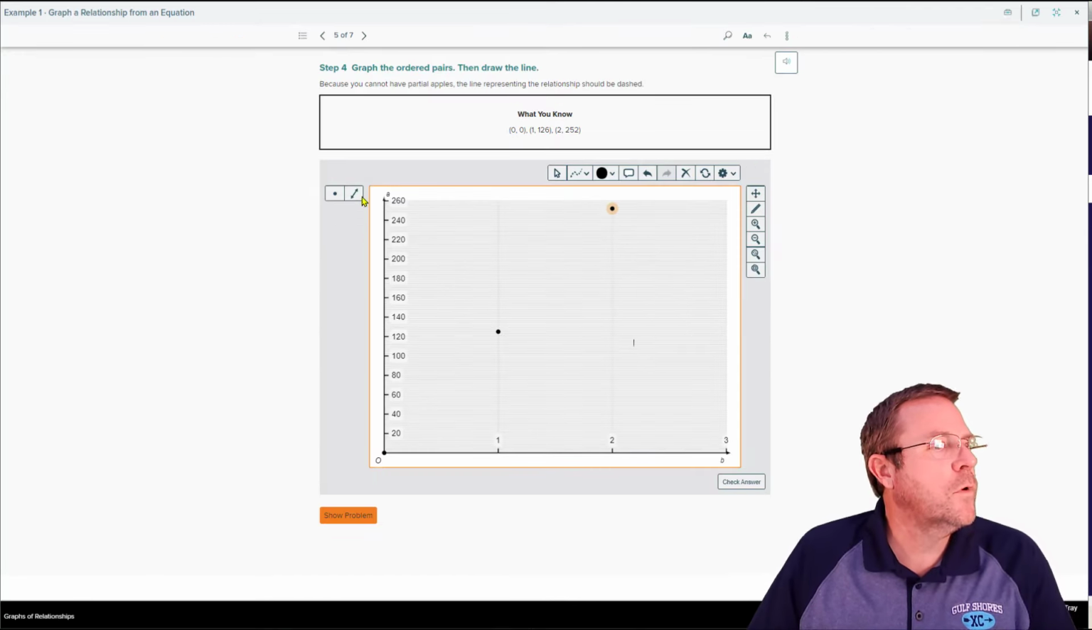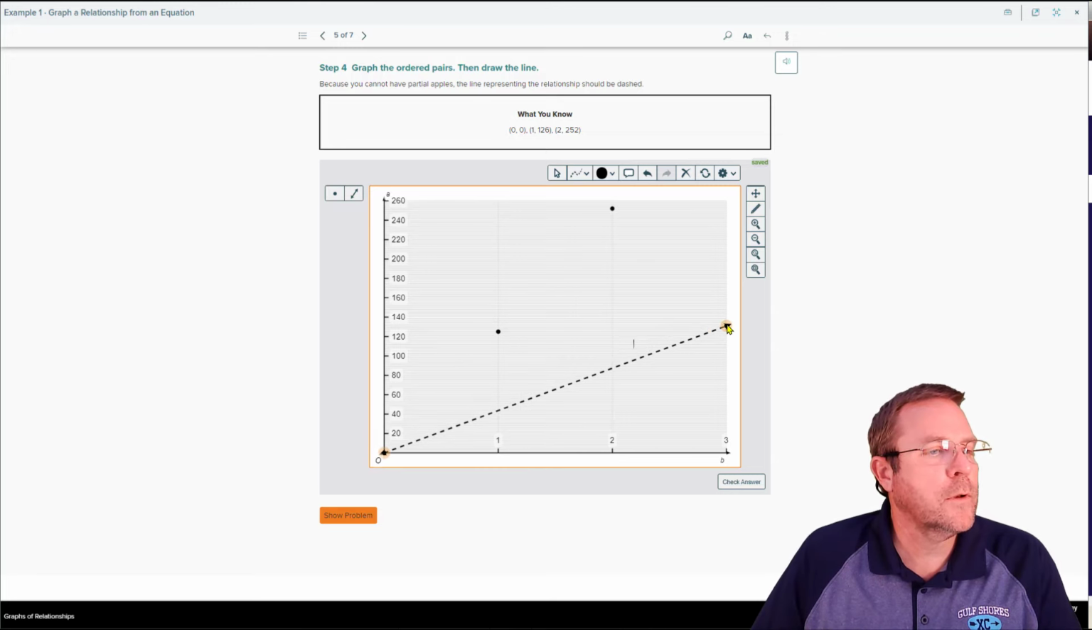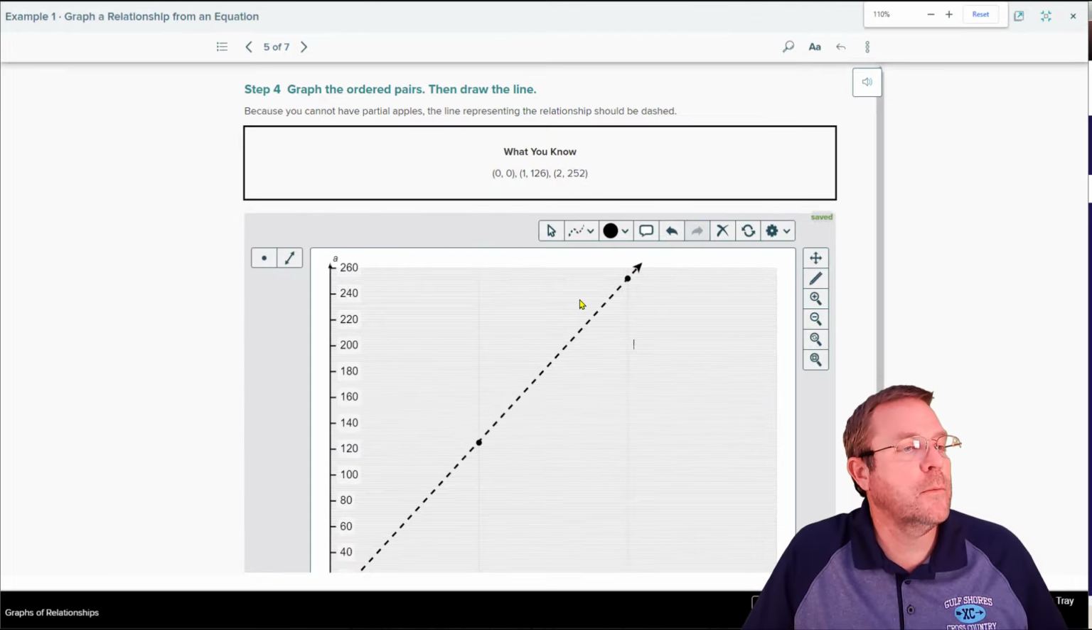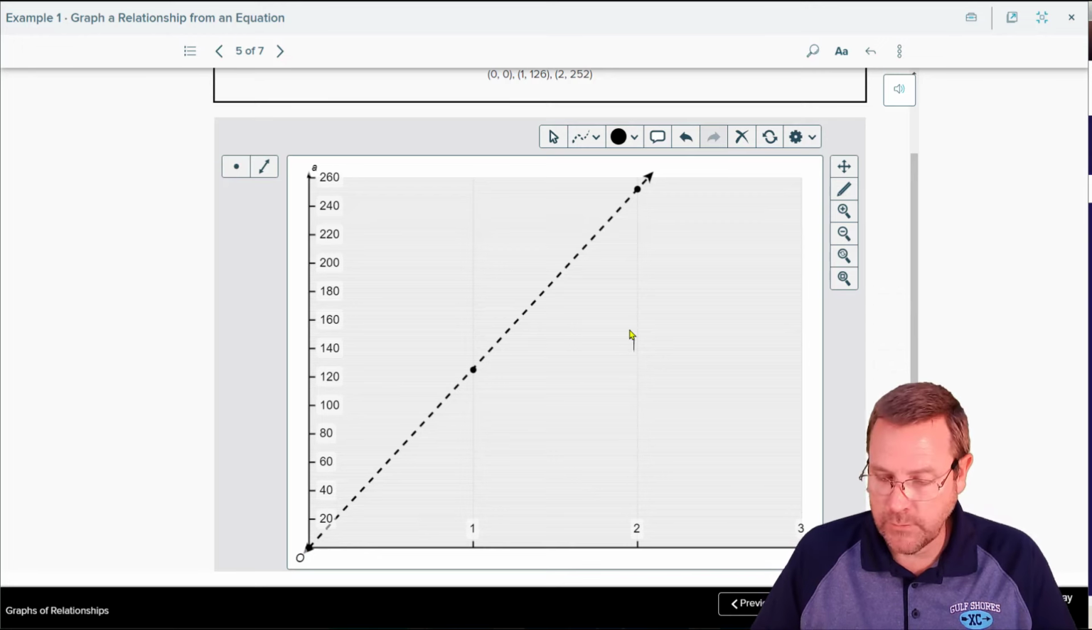And then they do also need to connect them with a line. So we're going to be using a dashed line here, and we're going to put one point maybe right down here. And we'll take that other point and we're going to put it right up there. And we should be able to check our answer. It's correct. It's just not quite lined up right because of how the graph works, but it's going to be very, very close. Your graph should look like that as well.